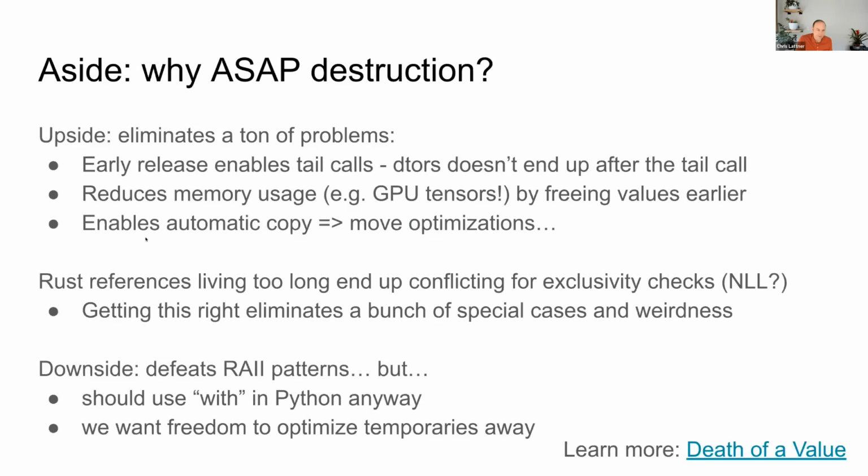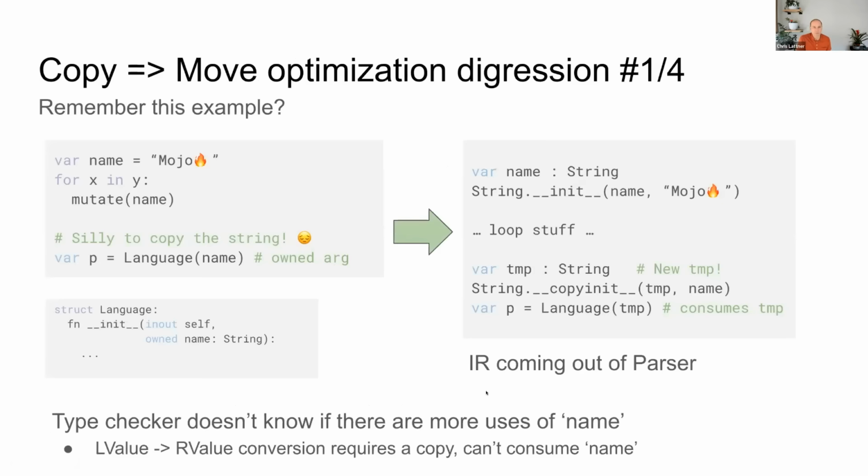One of the things I point out here is that this enables copy move optimizations, and we want the ability to optimize temporaries away. Let me give you a motivating example. Go back to our previous thing. It's silly to copy the string, right? I have a string, I have mutate, and I said, okay, if you transfer, then you don't get a copy. You just hand it off and life is good.